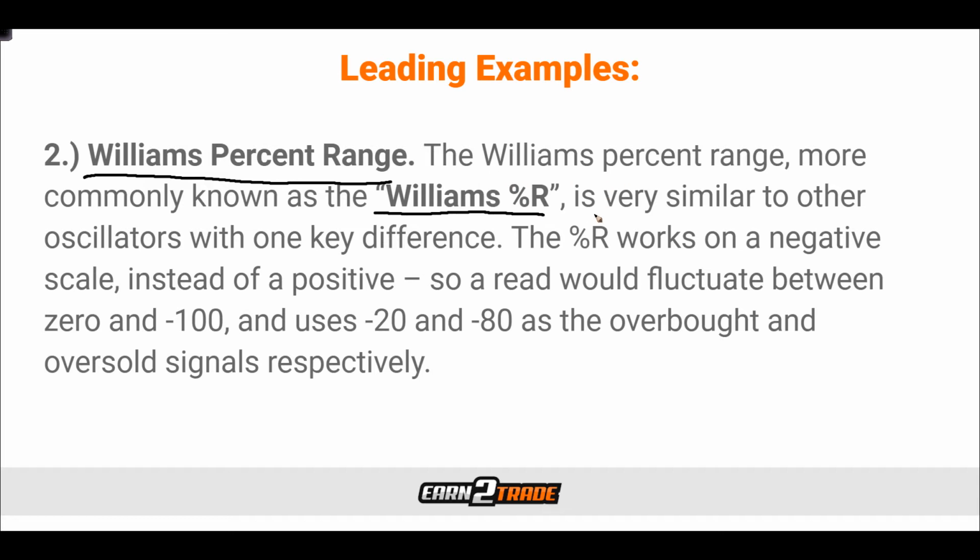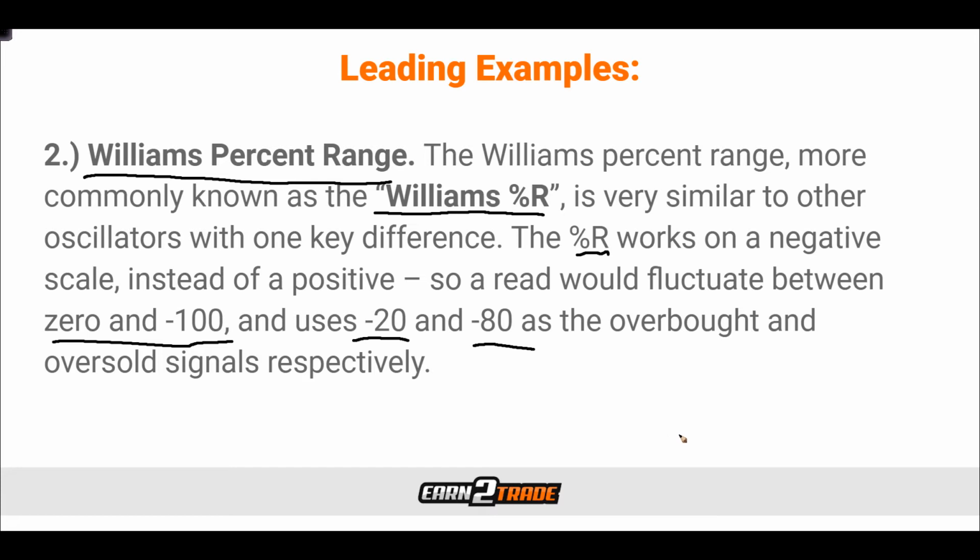So the Williams percent range, more commonly known as the Williams percent R, is very similar to other oscillators with one key difference. The percent R works on a negative scale instead of a positive. So a read would fluctuate between 0 and negative 100. And this uses negative 20 and negative 80 as the overbought and oversold signals respectively.